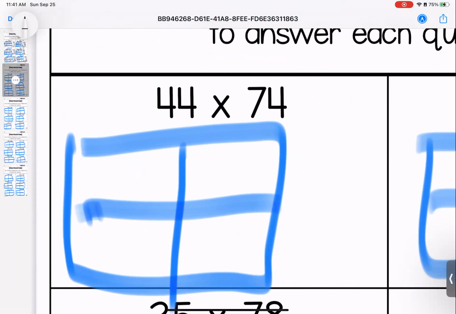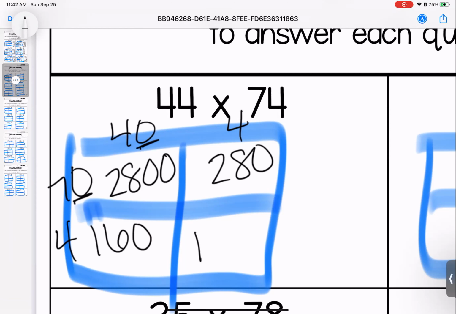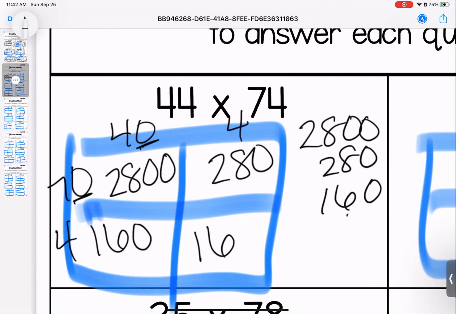Breaking down 44. We have 40 and 4. We have 70 and 4. 7 times 4 is 28, 2 zeros. 7 times 4 is 28, 1 zero. 4 times 4 is 16, 1 zero. 4 times 4 is 16. When we stack and we add, lining up our place values carefully, we get 3,256.